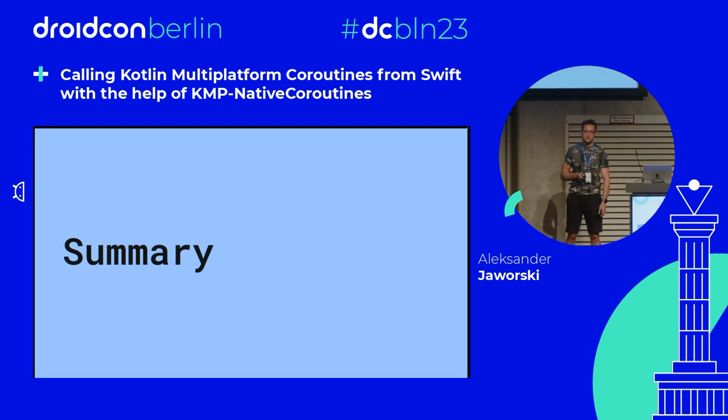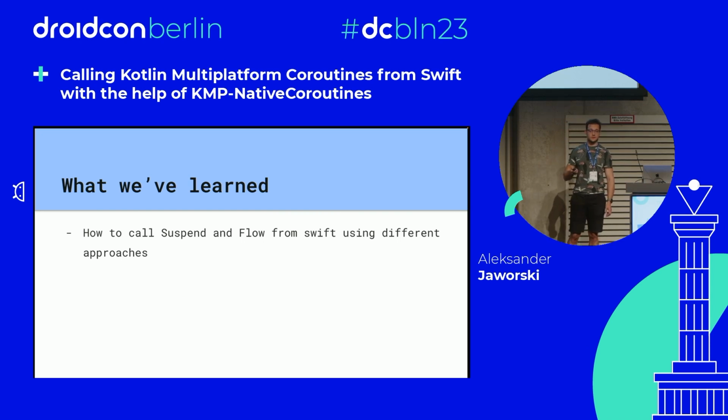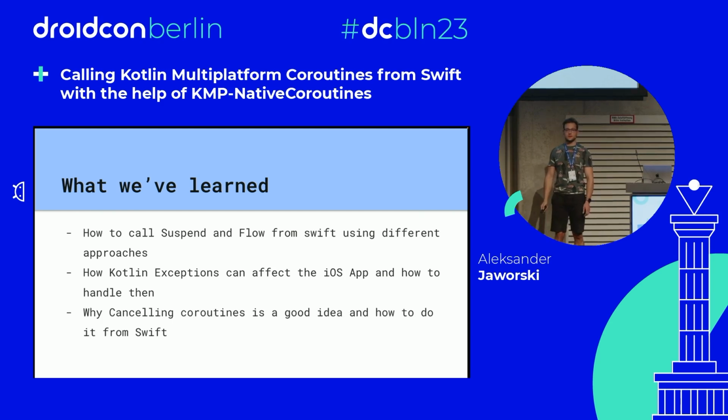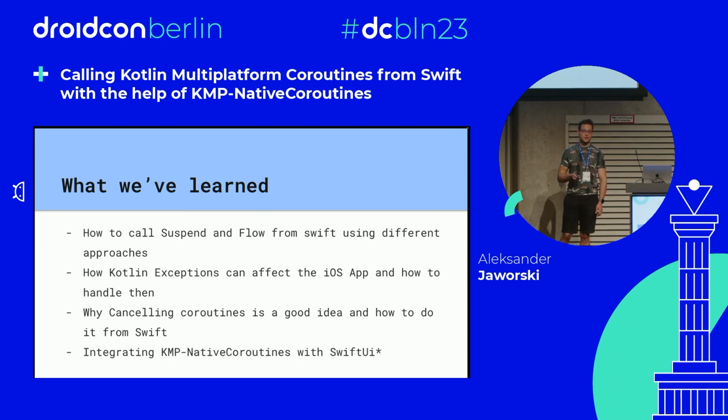And to summarize what we've learned, or at least I hope I've gone through this, we learned how to call suspend functions or collect flows in Swift using different approaches, and figured out that KMP-NativeCoroutines is actually the best one. And how Kotlin exceptions can affect the iOS app. So if they're not handled, they can crash the app, unfortunately. So we need to be wary of that. And why cancellation is important, and how KMP-NativeCoroutines makes it a breeze to use from Swift, because it can be just cleaned up automatically. We don't have to worry about it. And I've shown how to integrate it with SwiftUI.